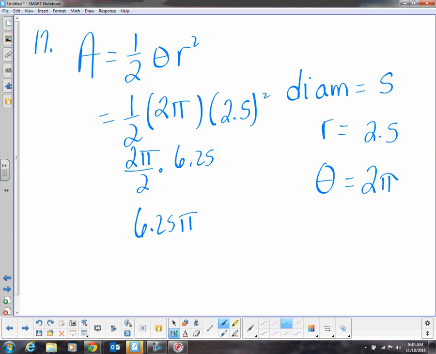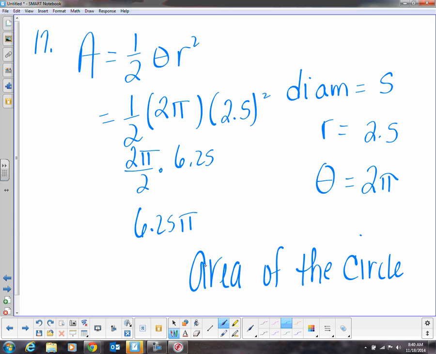When do you know to use area or the other one? If you don't see the word area, it's going to be arc length. Area is a key word. Otherwise, you should see what is the length of the arc. In the problem it said if the diameter is 5, find the area of the circle. It's not part of the circle, it's the whole circle.